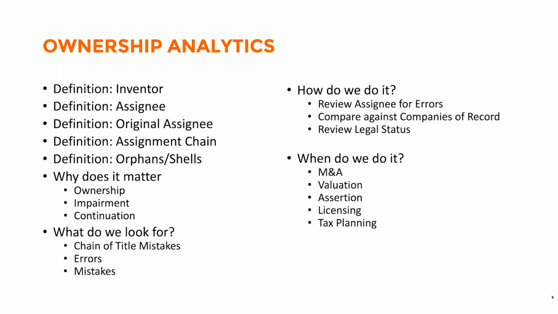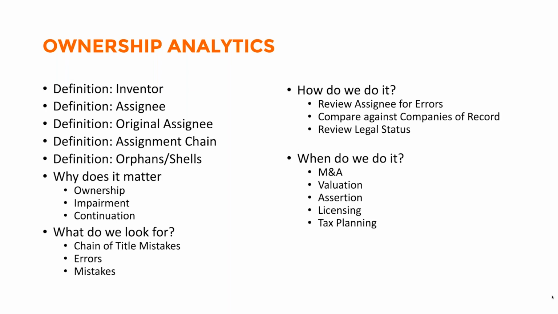So let's just go through some basic definitions. Inventor is the person who comes up with the idea that goes into the patent. Assignee, or applicant in the vernacular of international, is generally who owns the patent. So in general, the inventor will assign the invention to the assignee in most cases, and they are generally the holder of record in most databases.